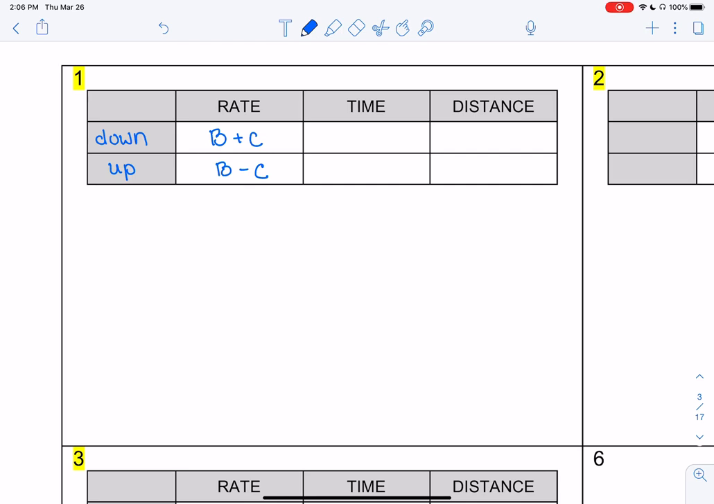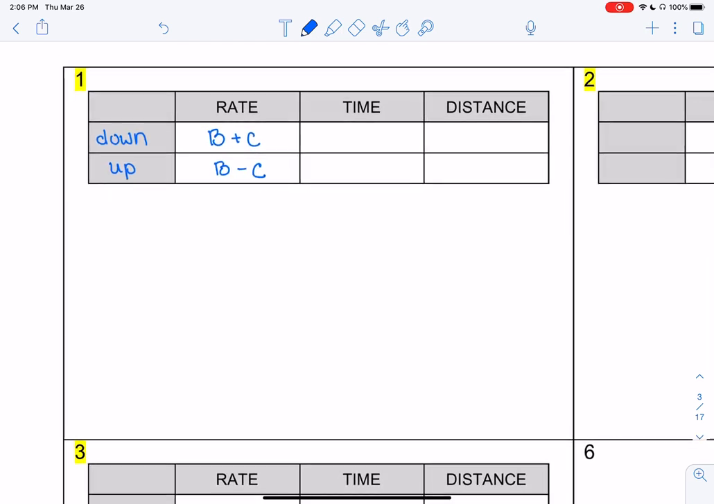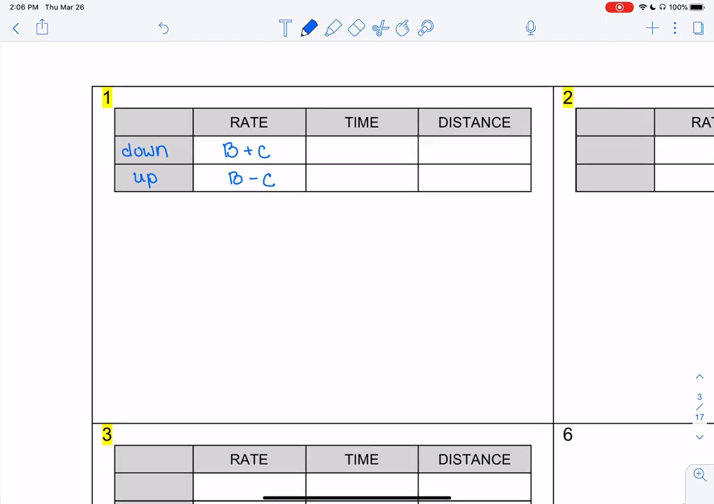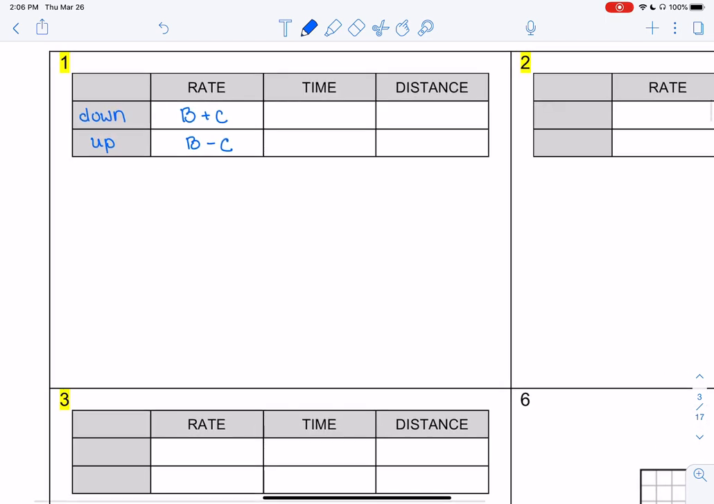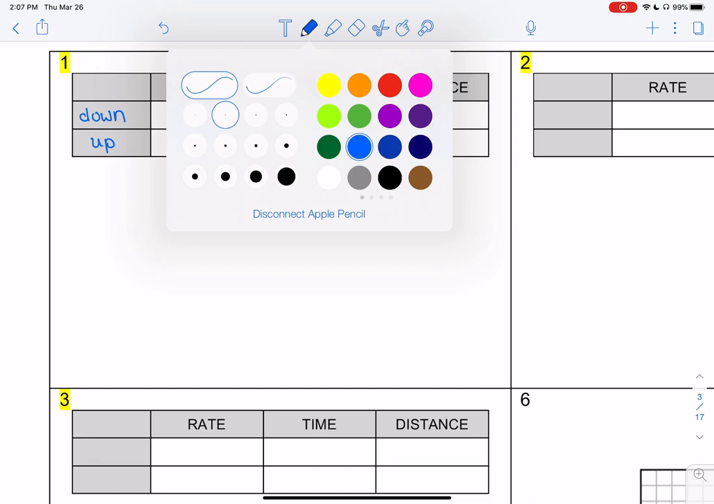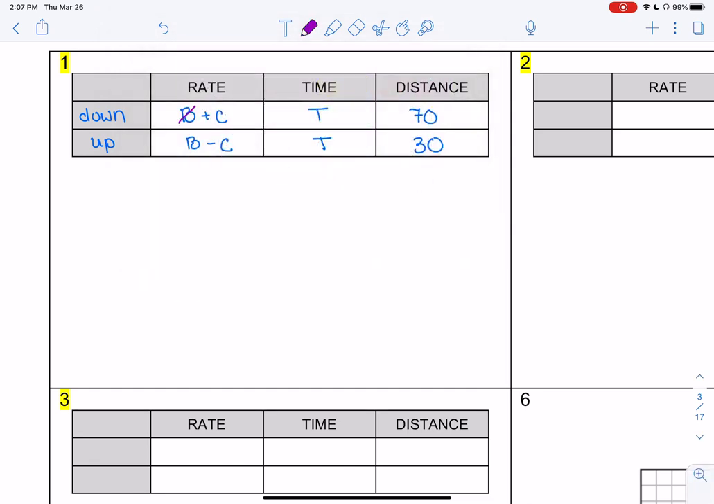Okay, then we check the question to see what kind of miles were provided and the distances that were provided. Downstream was 70 and upstream is 30, and it is the same time, so t value for both of those. Then we check what number did they give besides that, and it says the speed of the boat was 10 miles per hour in still water. So I'm going to just cancel out my B value and put a 10 instead.